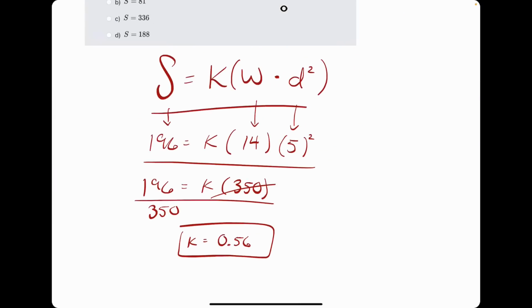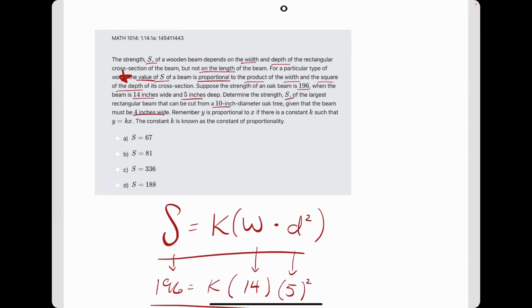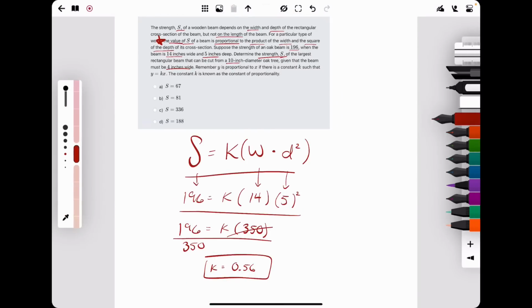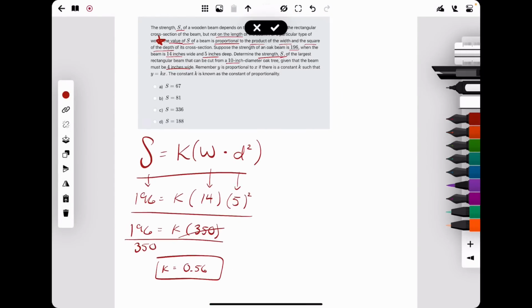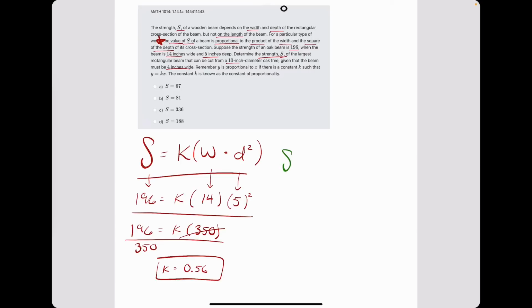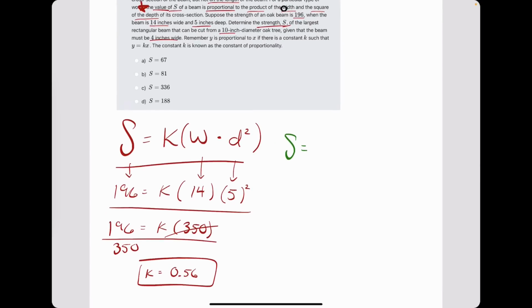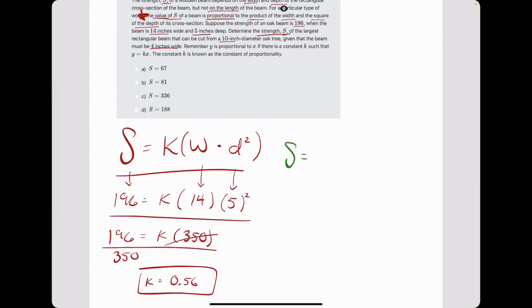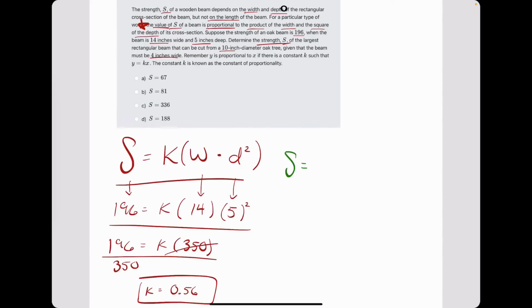Alrighty. So now that we have our k value, what else do they ask us? They say determine the strength, so we're looking for S. I'm going to move this stuff over a little bit. They say determine the strength of the beam that can be cut from a 10-inch diameter oak tree, given that the beam must be 4 inches wide. Okay, so we know k is 0.56. Keep in mind we're using this here. So k is 0.56. We are given that the width is 4 inches wide, and then they say we have a 10-inch diameter oak tree.